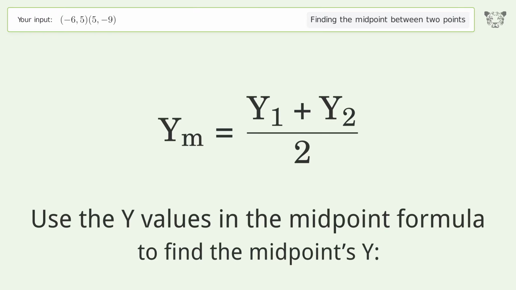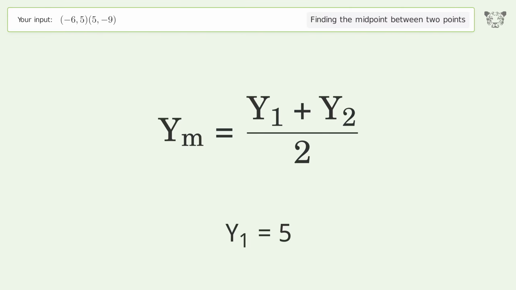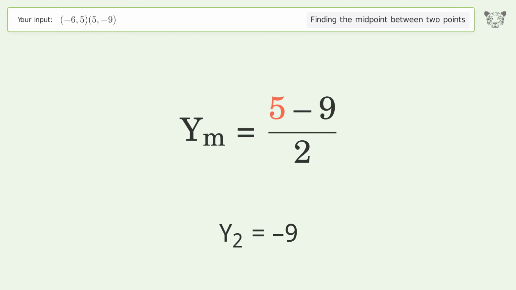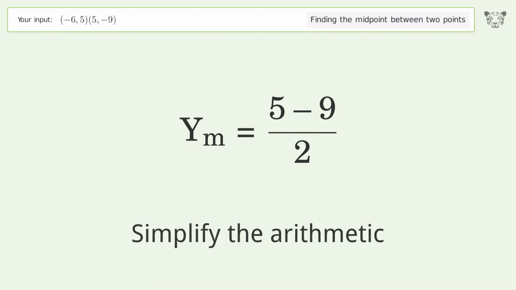Use the y values in the midpoint formula to find the midpoints y. y1 equals 5. y2 equals -9. Simplify the arithmetic.